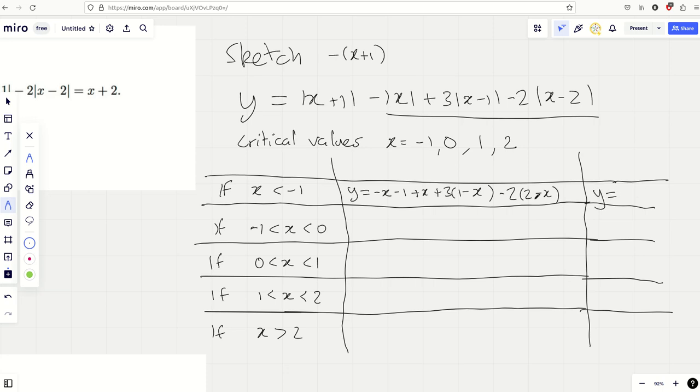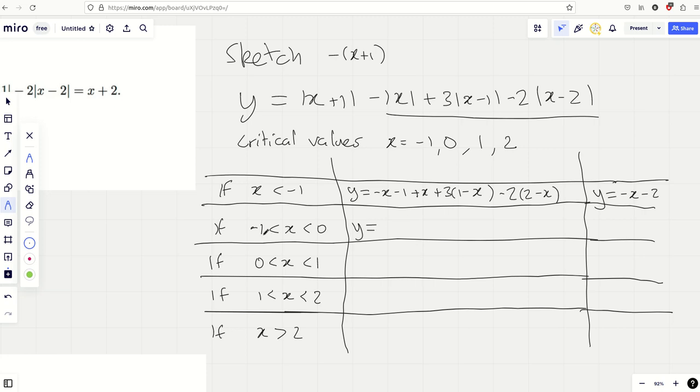Now let's simplify this. Minus x plus x, that's 0x, minus 3x plus 2x is going to be minus x, and then minus 1, add 3 is positive 2, take away 4 is negative 2. Yeah? I'm now going to do the same here.